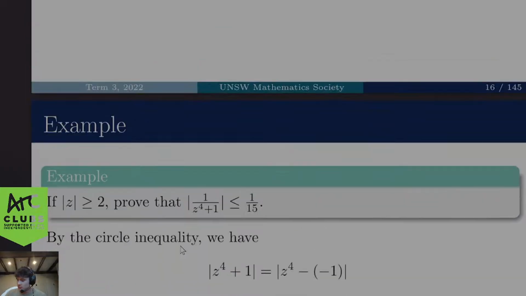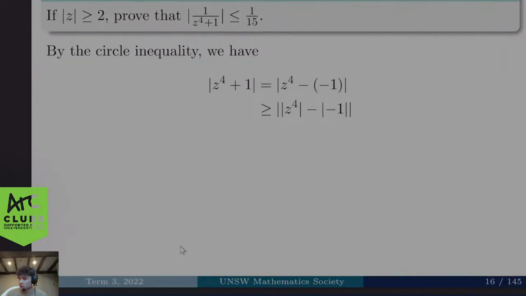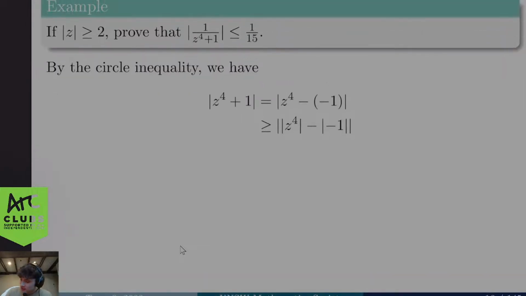So the first thing we want to notice is that we want to use the circle inequality. The reason why is because we have a modulus on the denominator, so we have a z to the 4 plus 1 on the denominator. If you applied your triangle inequality, you get something like this, right? But the issue is that we have a less than or equal sign here, which gets flipped when we have to take the, I guess, reciprocal, right?